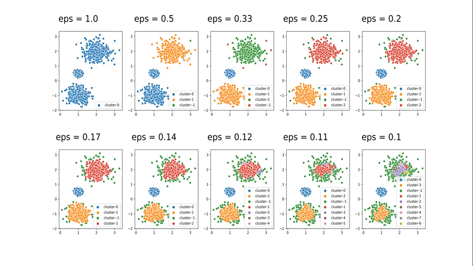Epsilon 0.5, this seems pretty reasonable. Because this seems closer to that. And no. So this is the outlier point. Okay, so this is the outlier point. This is 1%. This seems reasonable.